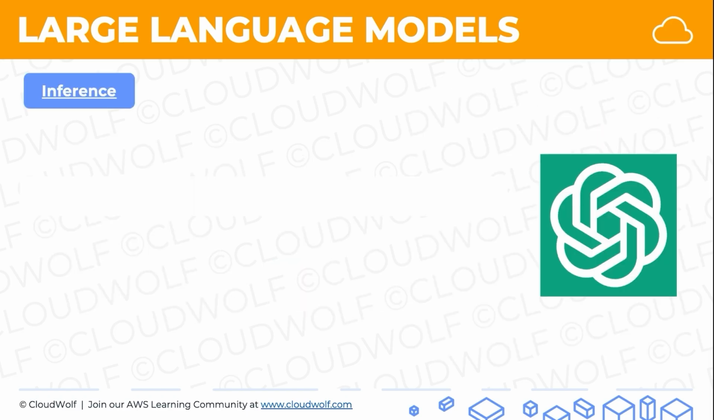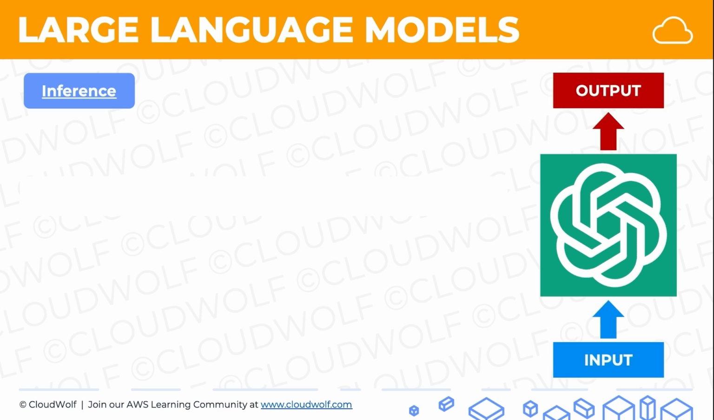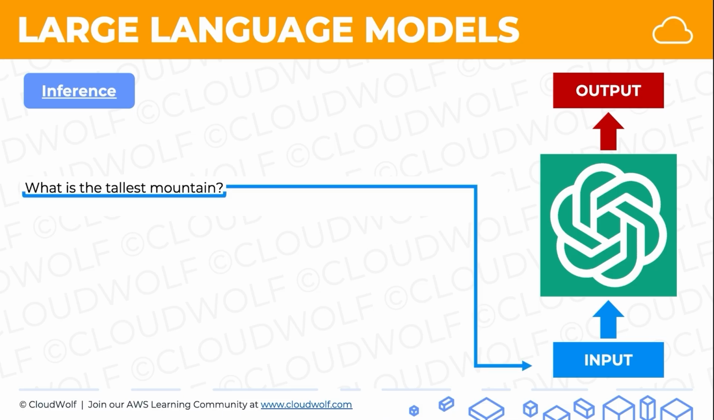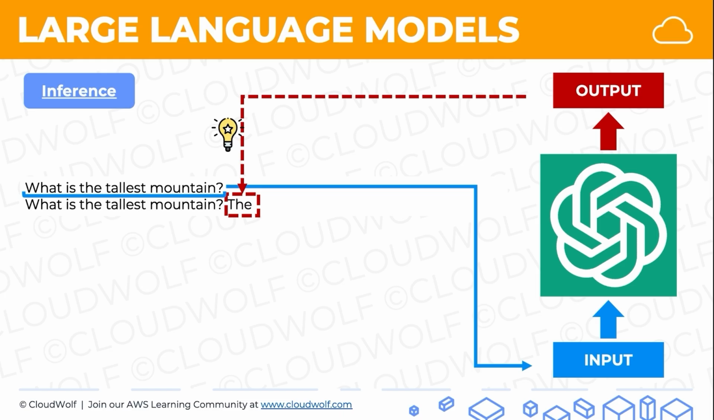And now moving on to inference. In inference, what happens is we give an LLM input, it gives us output. How does that work in a bit more detail? Well, we'll give it something like a sentence: "What is the tallest mountain?" And that will go into the input. The LLM will predict the next word, which is the word "The." That will be printed out on the screen.